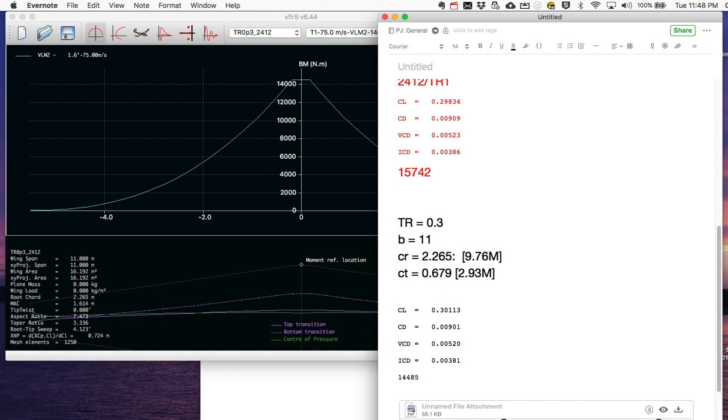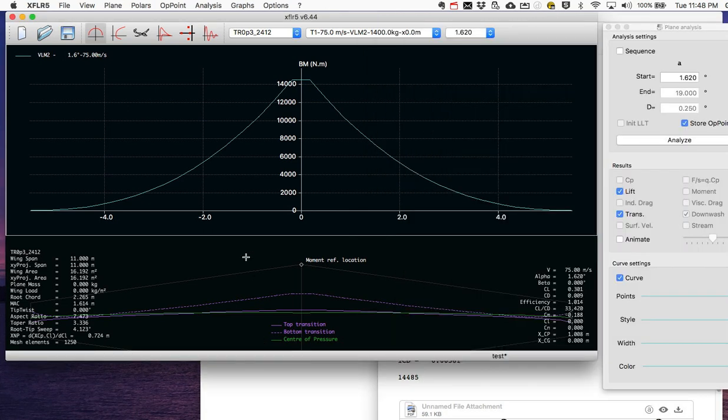If I come back here and just write that down, 14,485. So what that means maybe is what I could do is say, okay, why not keep this taper ratio and make a higher aspect ratio, meaning extend the span. I could pull the span out to a higher number, say 12 meters or 11.5 meter span. That will increase the aspect ratio, and I will have a benefit certainly of a reduced induced drag if I do that, and may still be within this bending moment limit.